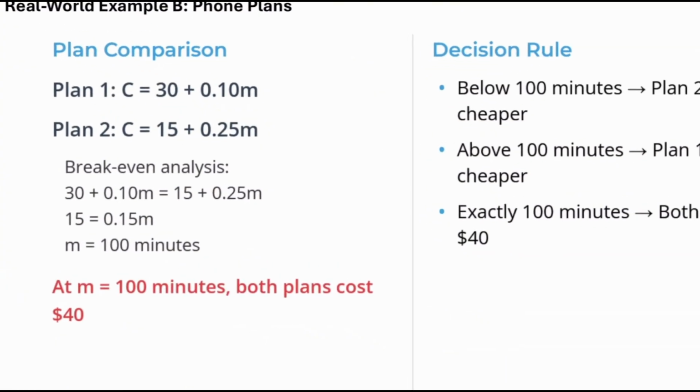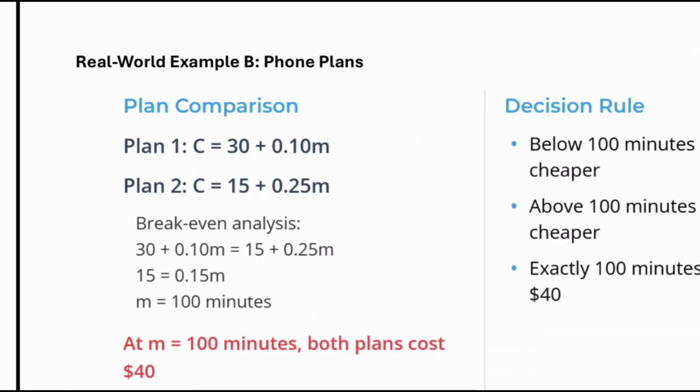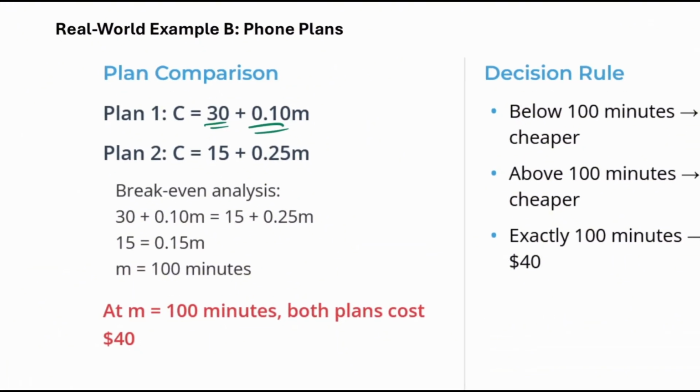So let's say C equals 30 plus 0.1M. It means that $30 is going to be my constant cost or the beginning cost, and after that, based on each usage, I have to pay 10 cents. After that I do have $15 for the second one, and I have to pay 25 cents per each usage. So right now I know there are two lines actually, and they are not the same. So since they're not the same, I know that there is an intersection over here.